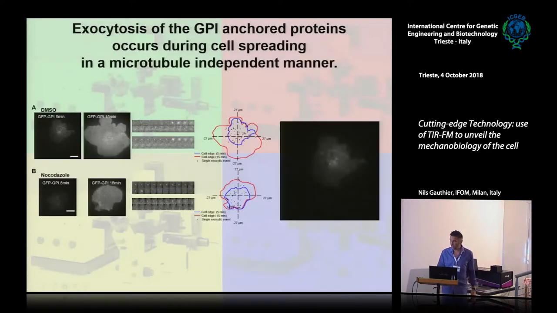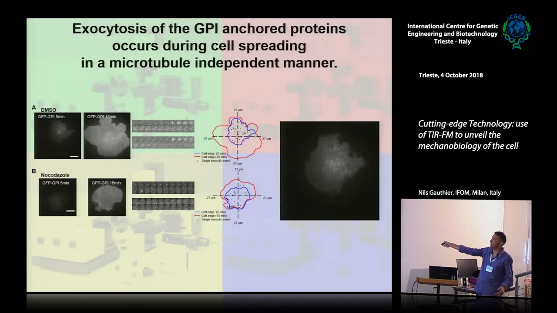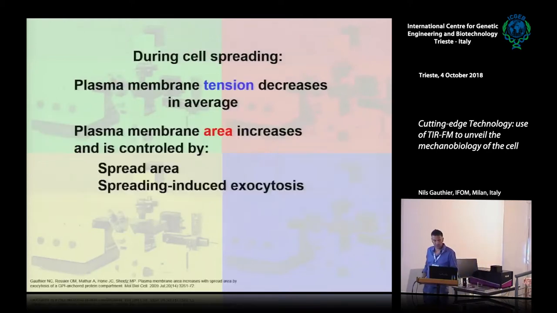And what you have is this type of result: you quench the fluorescence, and again you do your TIR-FM experiment. And now you can see some events of fusion, and progressively you see also that the cell fluorescence is starting to increase back. And that's the proof of exocytosis.